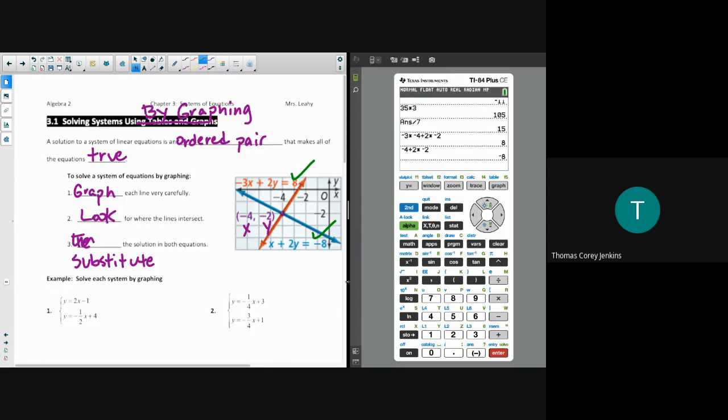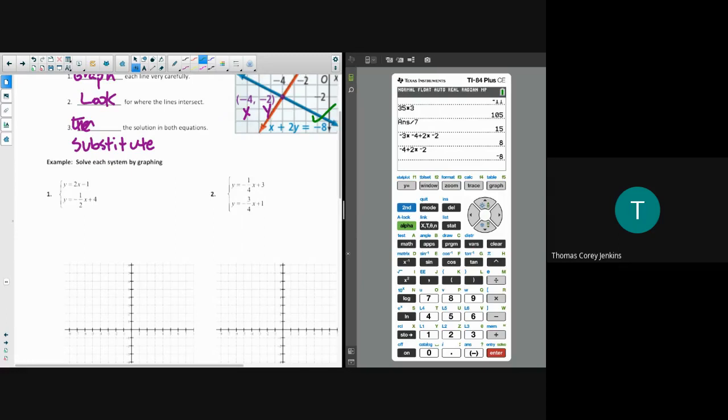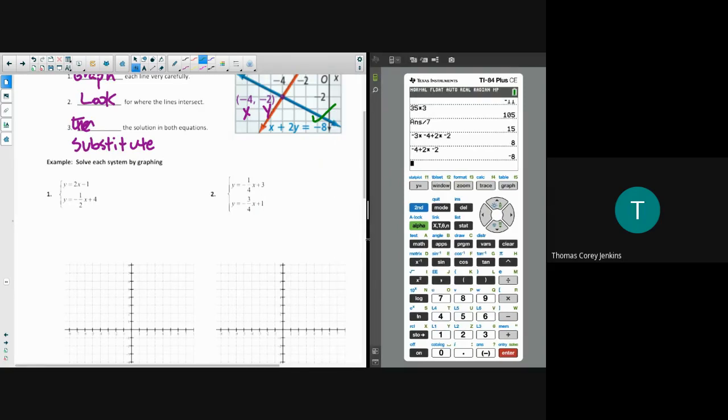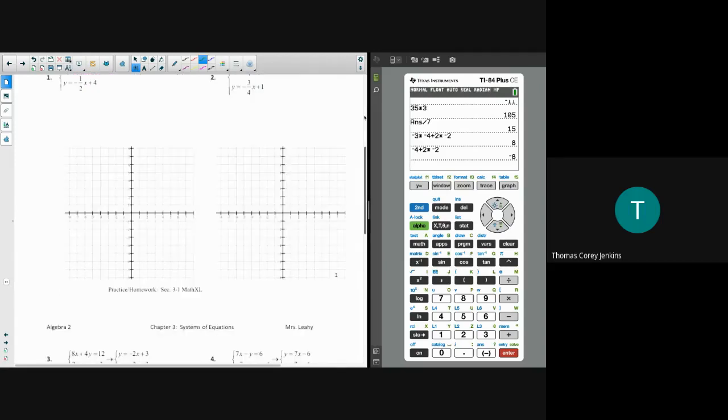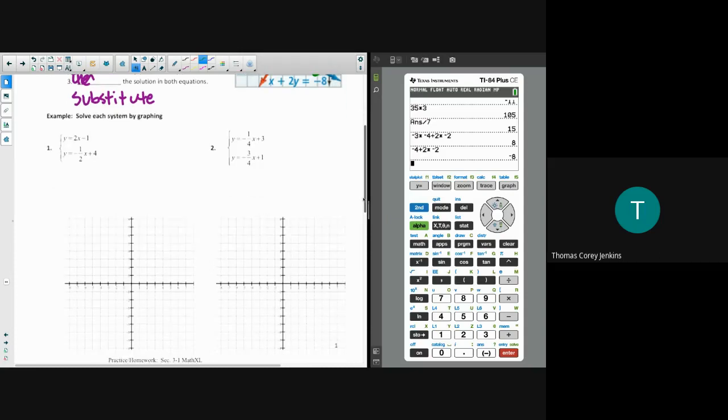So now we want to solve each system by graphing. It's your decision whether you want to lean on your graphing calculator or just graph them old school. You can't really go wrong either way as long as you know what you're looking for. So how about I solve one each way? One just old school graphing, and then the other we will look at our graphing calculator for. The first one I will graph by hand, right?